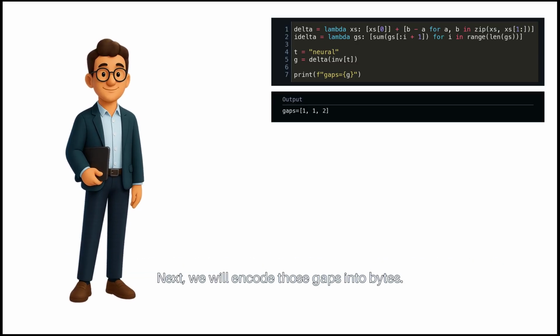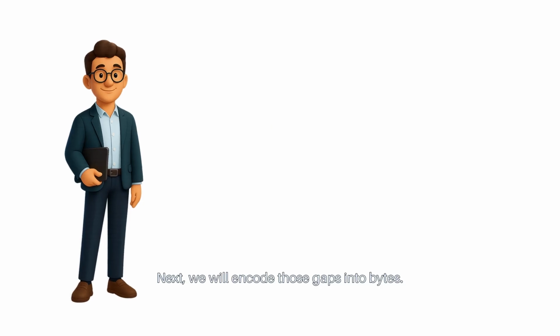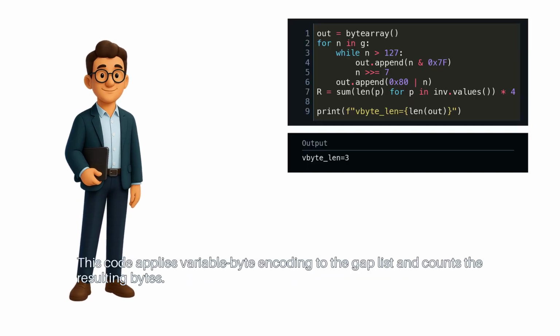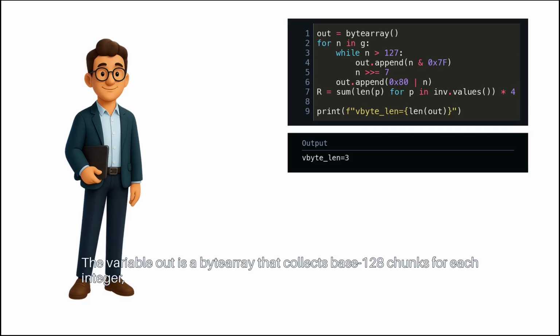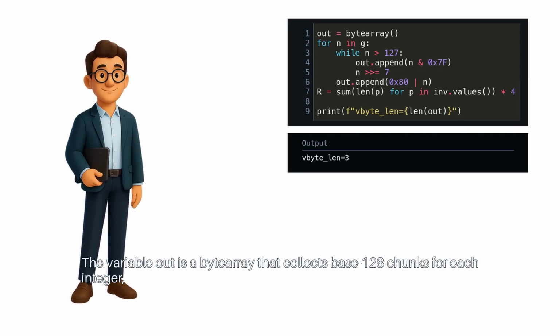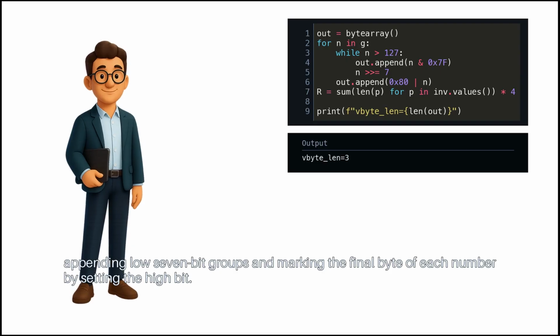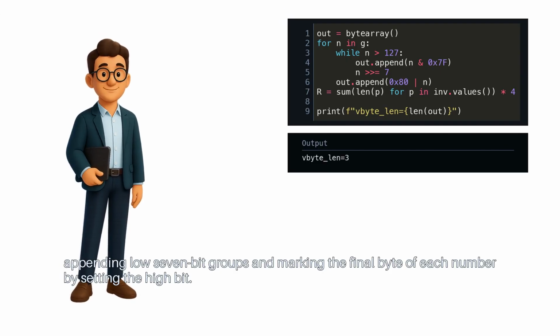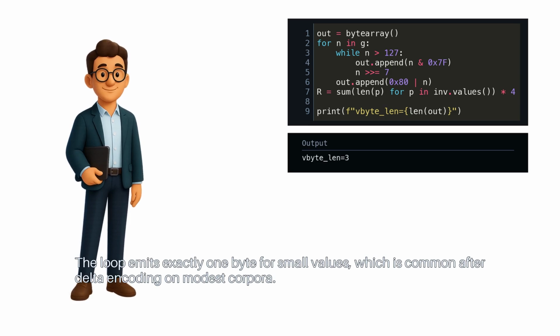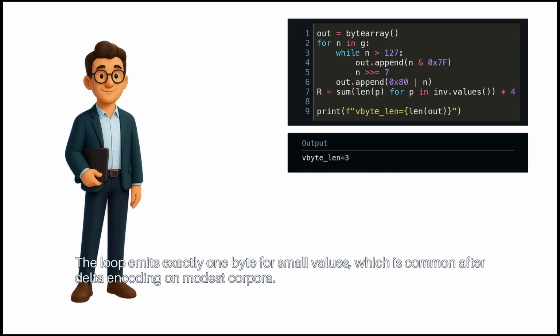Next, we will encode those gaps into bytes. This code applies variable-byte encoding to the gap list and counts the resulting bytes. The variable out is a byte array that collects base 128 chunks for each integer, appending low 7-bit groups and marking the final byte of each number by setting the high bit. The loop emits exactly 1 byte for small values, which is common after delta encoding on modest corpora.